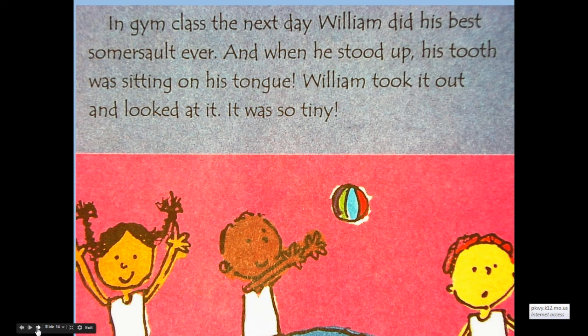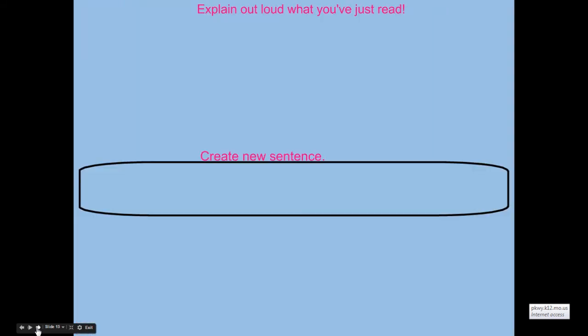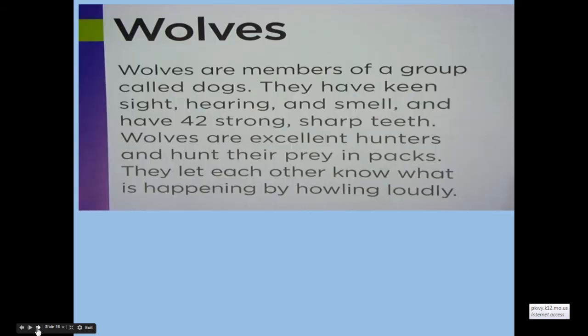Let's try another example. In gym class the next day, William did his best somersault ever, and when he stood up, his tooth was sitting on his tongue. William took it out and looked at it. It was so tiny. Okay, so I've read the text. Now I'm removing it, and I'm going to re-say it. So if I was going to re-say what that page in that story was about, I would just say it was a kid playing on the playground, and he lost his tooth. That's the gist of what happened.